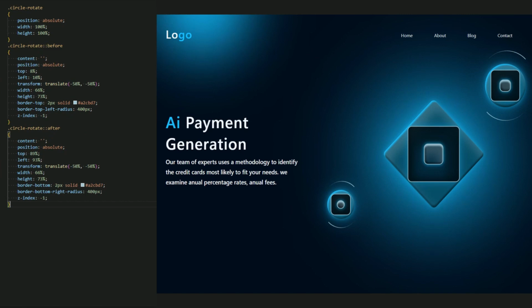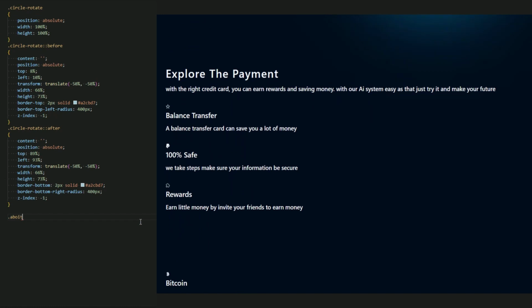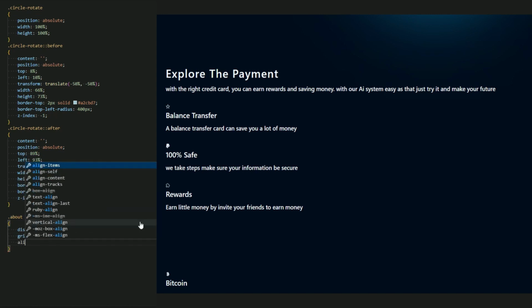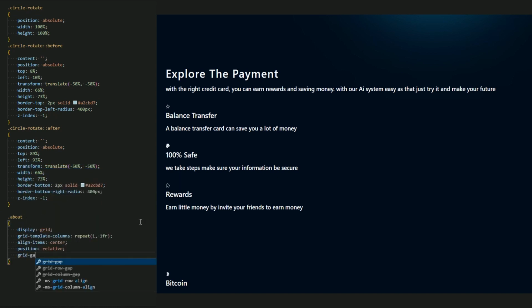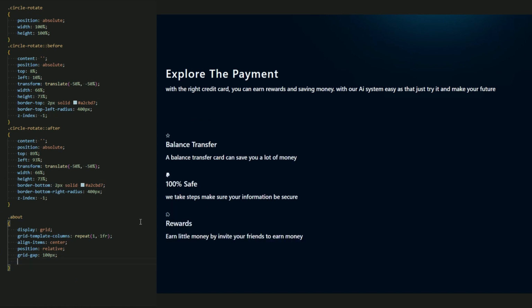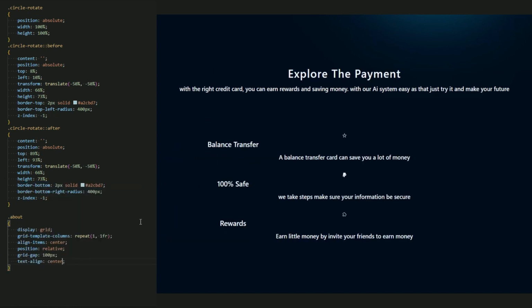Let's go for creating about page. So in about page, let me add a display grid and grid template column repeat 1, align items center, position relative, grid gap 100 pixel, and text align center.